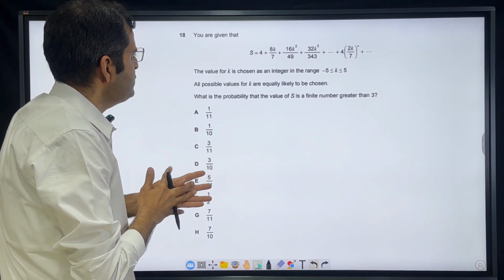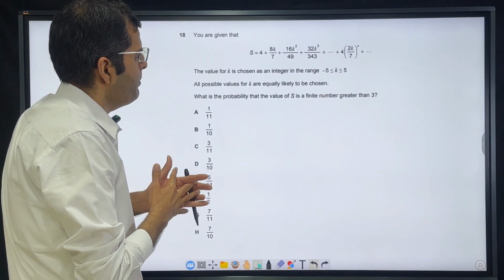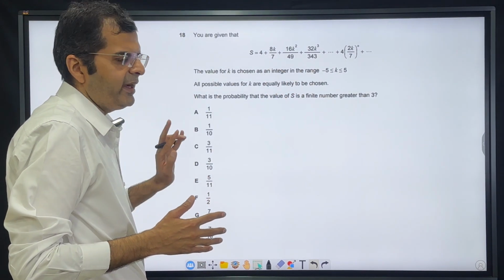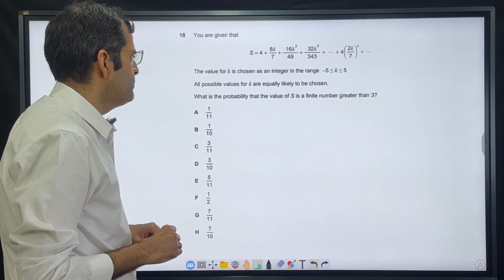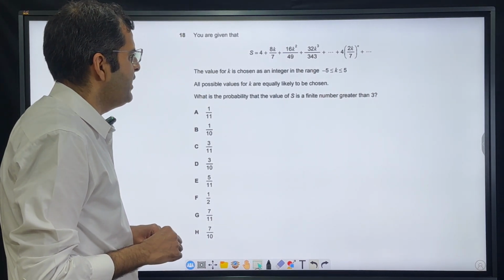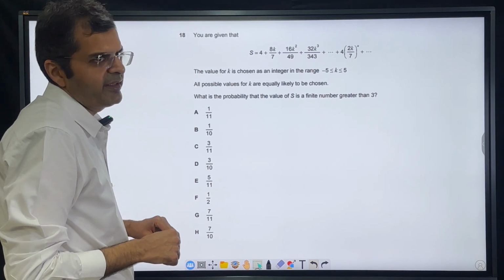The value of k is chosen as an integer in the range minus 5 to 5, including minus 5 and 5. All possible values of k are equally likely to be chosen. What is the probability that the value of S is a finite number greater than 3?